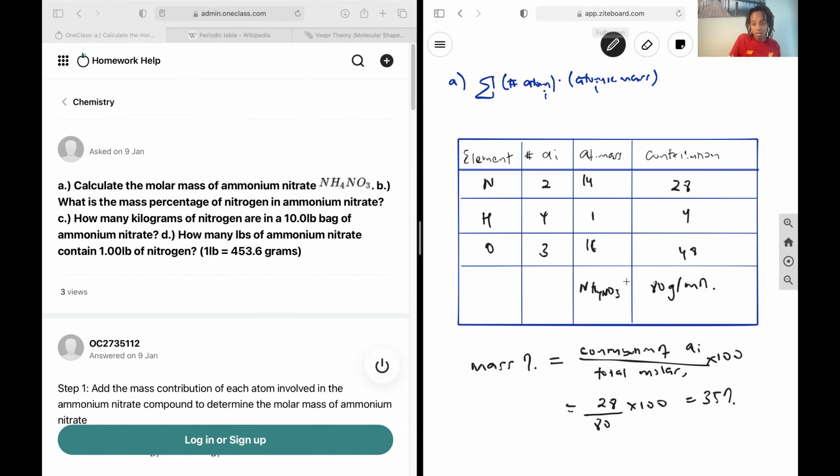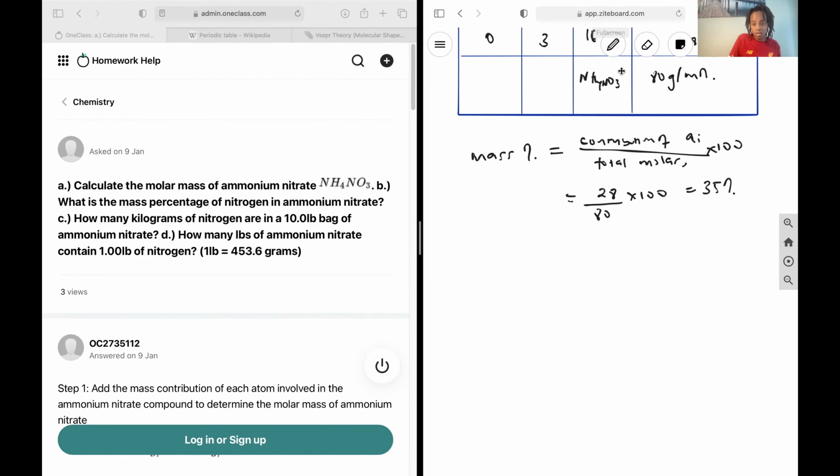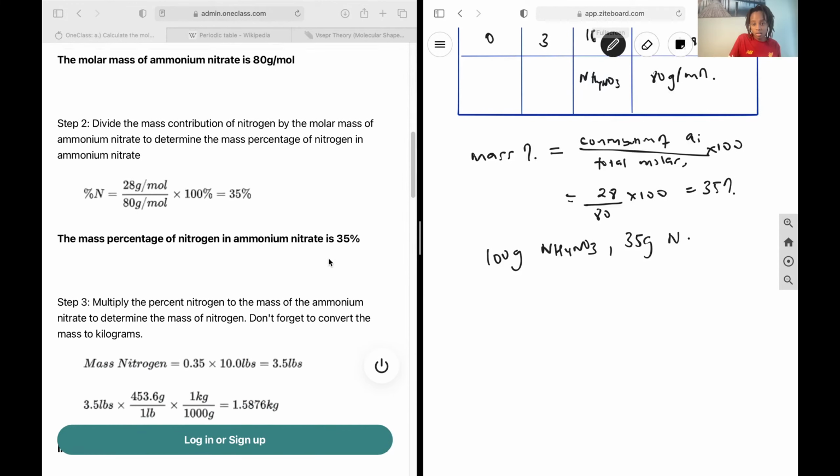What this means, you can think about it in terms of actual masses, is that if you had 100 grams of ammonium nitrate, 35 grams would be nitrogen. So for the next question, we're going to use this fact, and we have 10 pounds of ammonium nitrate. We want to figure out how many kilograms of nitrogen we have. So first and foremost, we are going to need to convert that 10 pounds into kilograms. The conversion is done here.